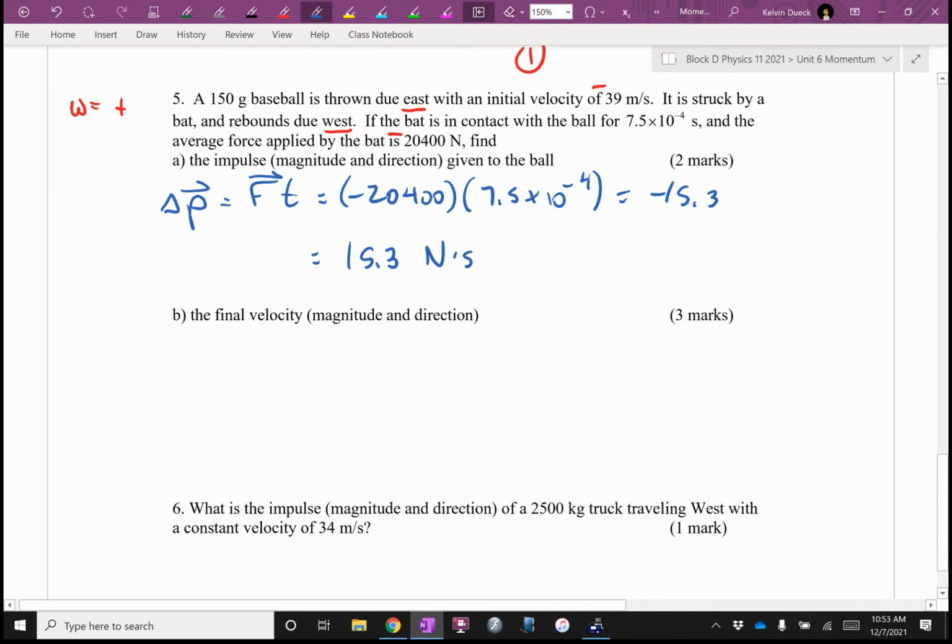Sorry, Mr. Dewick, you let east be negative, so west should be positive. I'm sorry, Kate. I totally did that backwards. I should have let west be positive because you said west was positive, didn't you? And the force is to the west. That's what made the ball bounce backwards to the west. I would get a positive answer. Well, that was terrible explaining, Mr. Dewick. It is to the west, is my point. I would give you 1 mark for the 15.3, 1 mark for the west.